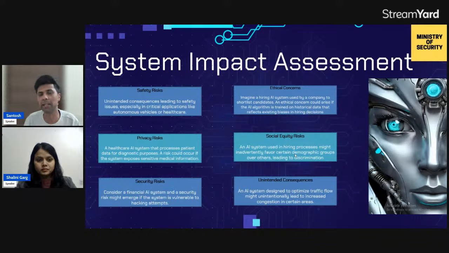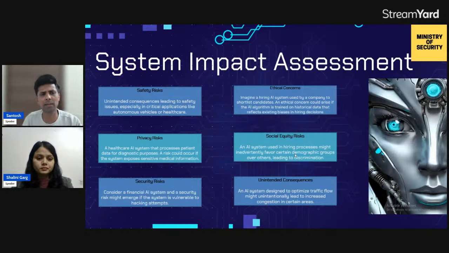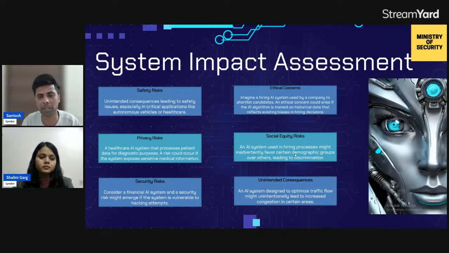The last is unintended consequences, which we did discuss. Probably it is something meant to optimize the traffic flow, but it does not optimize, and instead increases unwanted traffic flow, which is an impact to your business. So these are the high level impacts you can consider, but the list can be exhaustive and comprehensive based on your organization landscape. This is something new which will feed back to your risk assessment.